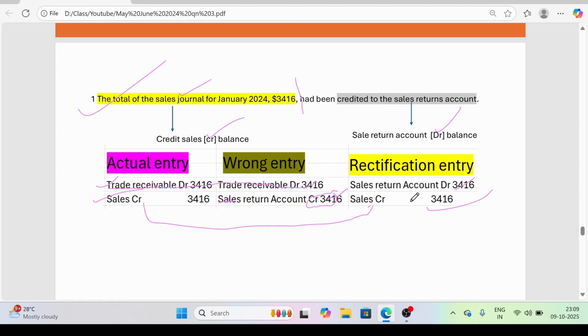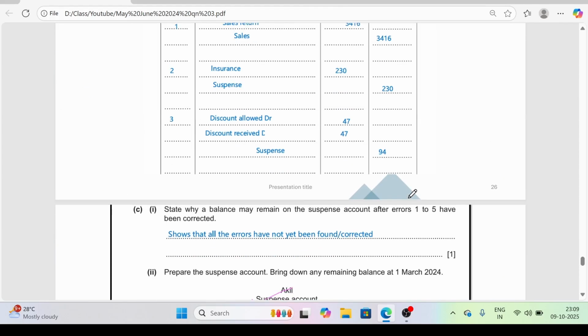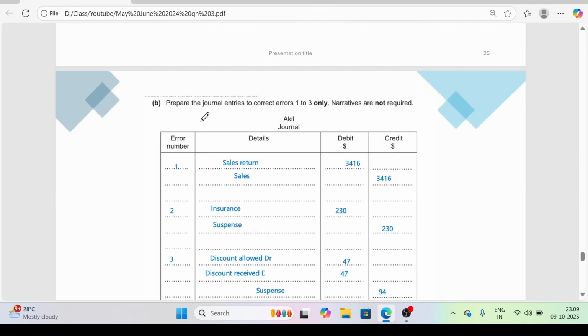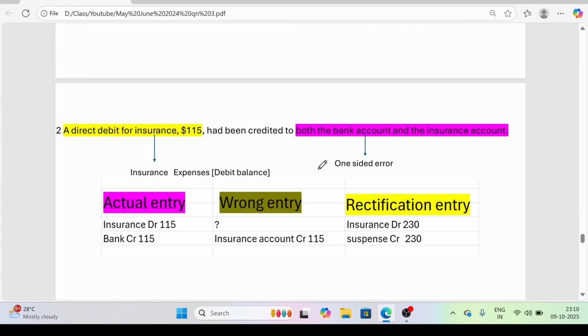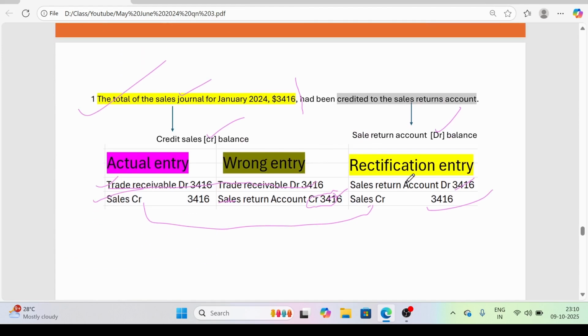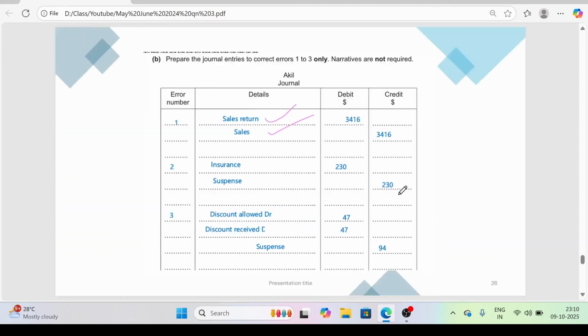So this amount please record in the journal. Journal entries to correct 1 to 3 only. Okay, 1 to 3 only. Narratives are not required. Okay, no need. See, first one, sales return is debited, sales credited. First one, what we did, this one, sales return debit, sales credited.